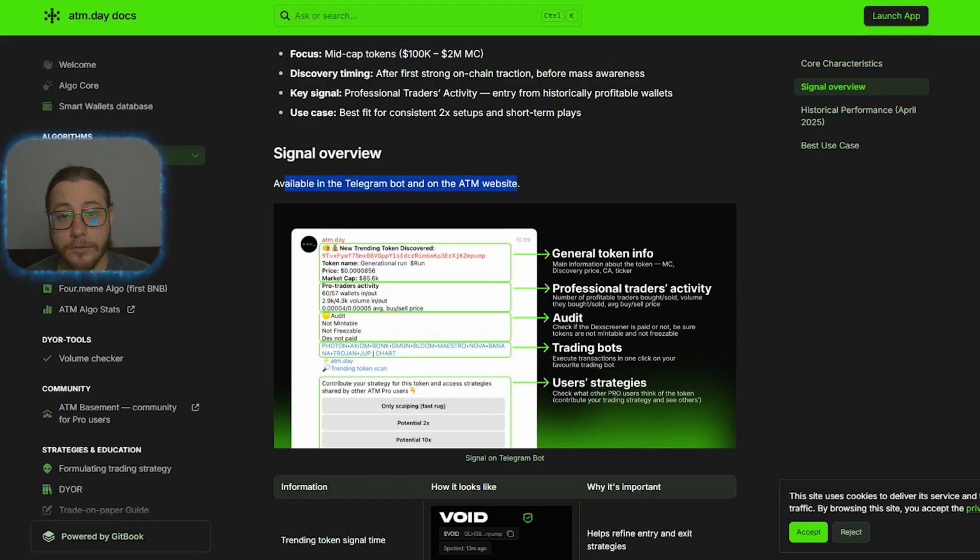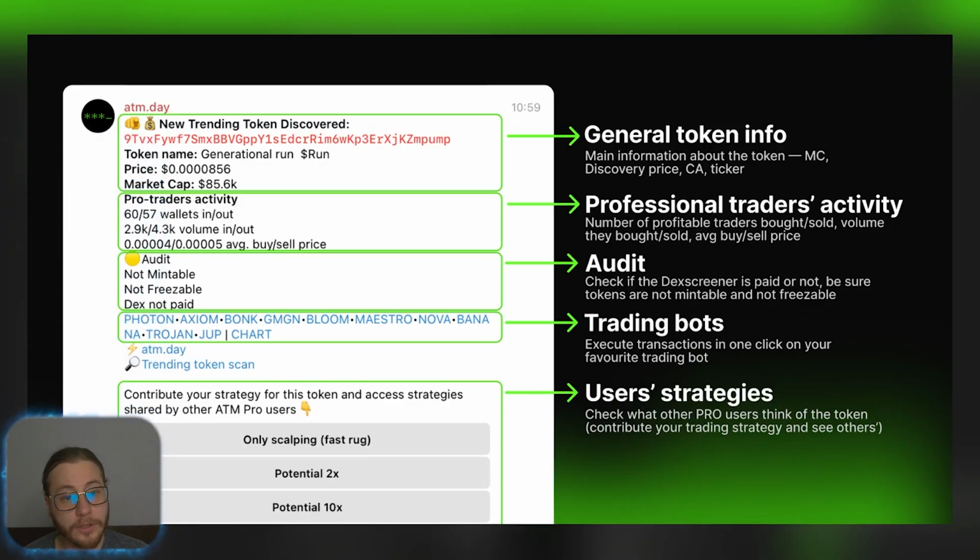I really recommend this. Here we see very clear information on how to read the ATM.DAY bot from Telegram. Here we have general token info, the main information about the token: market cap, discovery price, professional traders' activity, number of profitable traders, both sold volume, very good information right here. Then the audit, and here we can check if the DEX screener is paid or not. Be sure tokens are not mintable and not freezable. That's also a very important indicator.